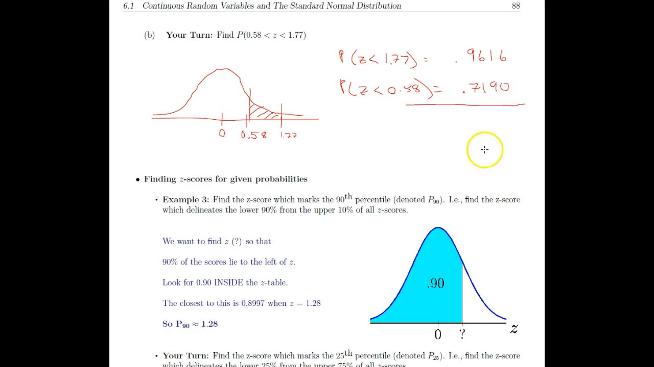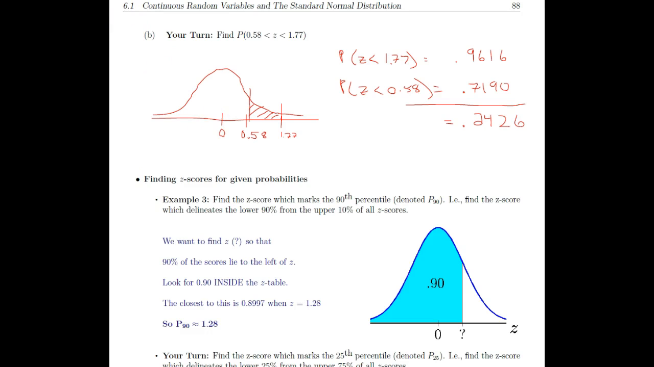And then you just subtract these and find out what you get. I gotta grab my calculator for this one. So let's see. 0.9616 minus 0.7190 is 0.2426. Cool. And so that's your final answer. That's the probability of some z-score being between 0.58 and 1.77.